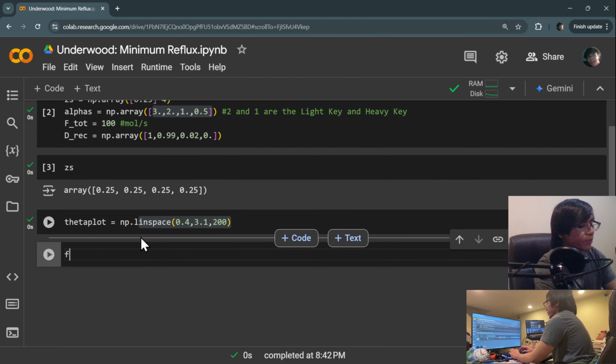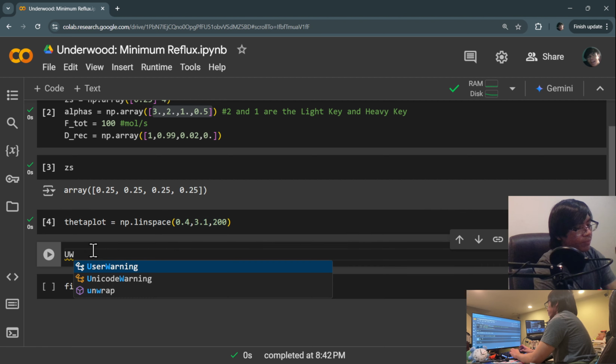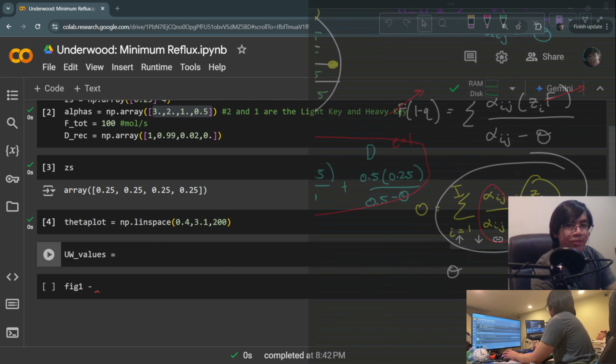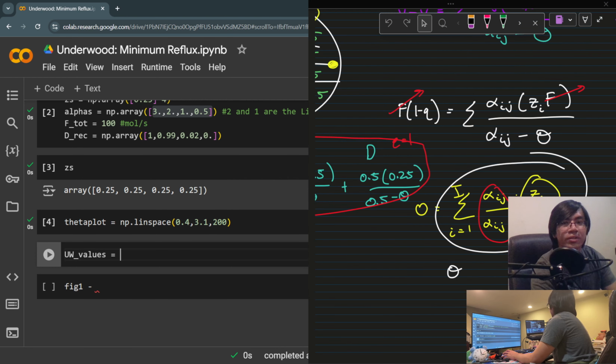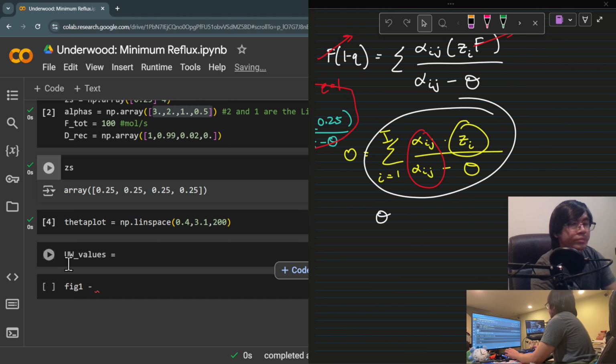Let's go fig1 is equal to, well, I didn't even make our values yet. So we'll go like Underwood plot maybe, or I think he called it values. I'm just stealing Carlos's variable names. Underwood values. So wait, why did I do that? I need that equation. So can I move this a little bit? Oh, maybe like that.